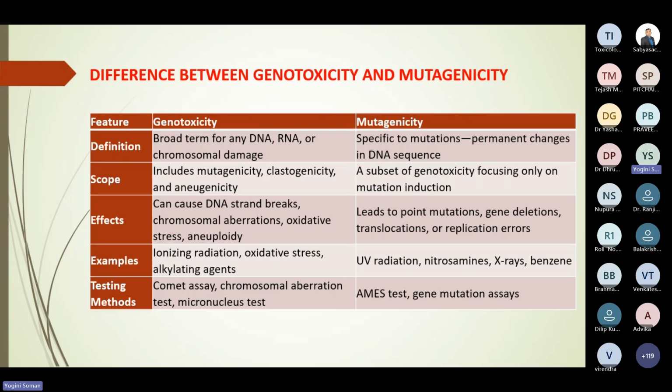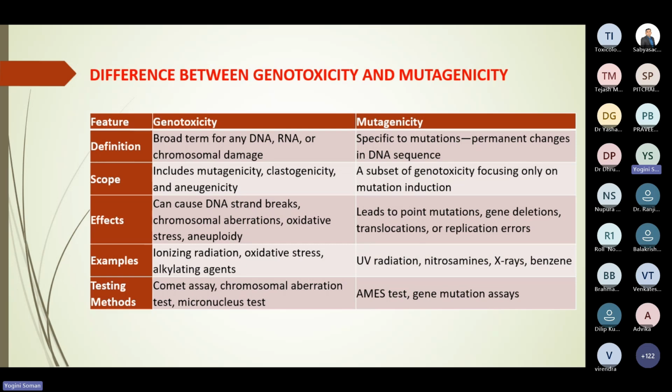So, there are key differences between genotoxicity and mutagenicity. Genotoxicity is a broad term for DNA, RNA, and chromosomal damage, and mutagenicity is specific to mutations, that is, permanent changes in the DNA sequence. Genotoxicity includes mutagenicity, clastogenicity, and aneugenicity, while mutagenicity is a subset of genotoxicity and focuses only on mutation induction.